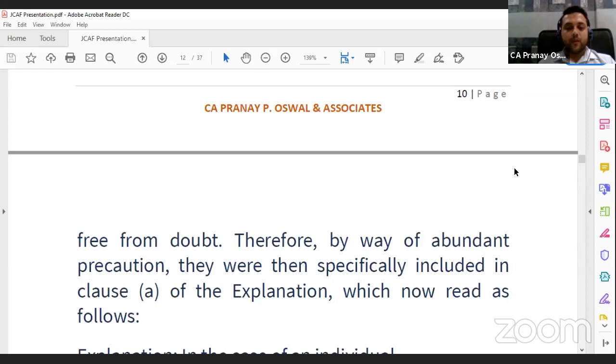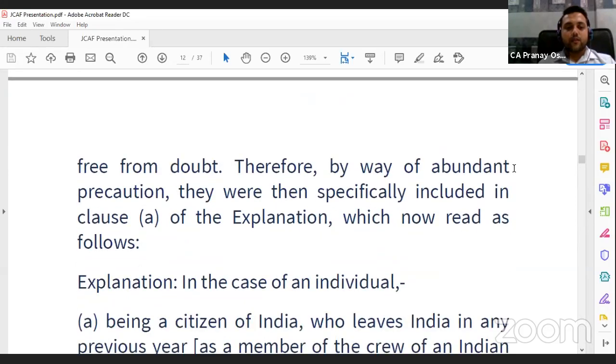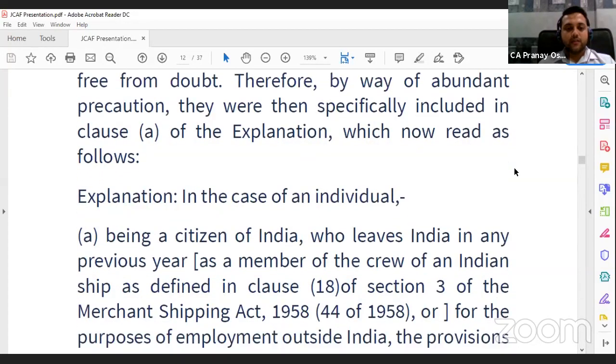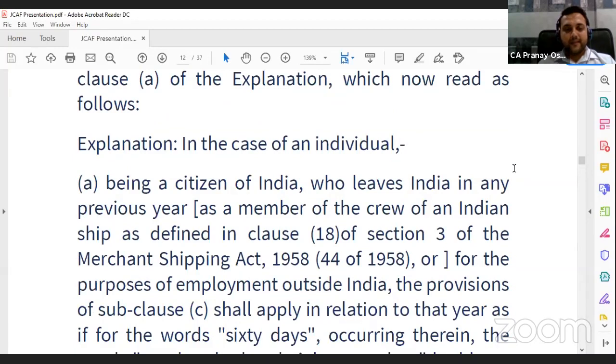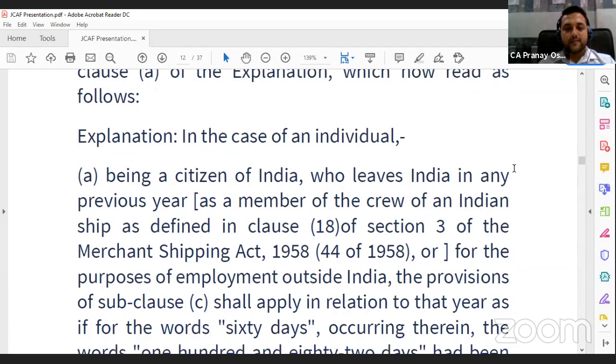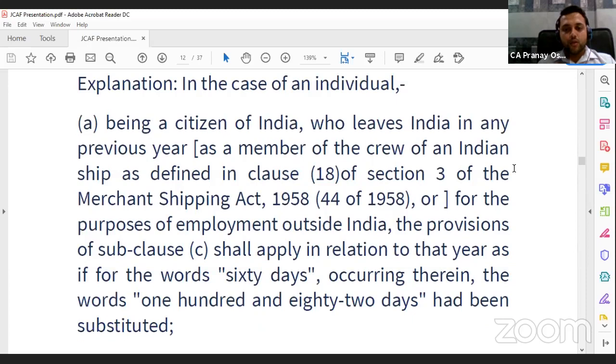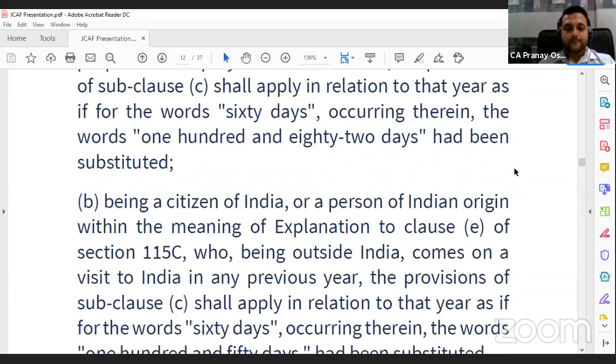Therefore, by way of abundant precaution, they were then specifically included in clause A of the explanation, which now read as follows. Explanation: in the case of an individual being a citizen of India who leaves India in any previous year as a member of the crew of an Indian ship as defined in clause 18 of section 3 of the Merchant Shipping Act, 1958 (44 of 1958), or for the purpose of employment outside India, the provisions of subclause C shall apply in relation to that year as if for the words 60 days occurring therein, the words 182 had been substituted.